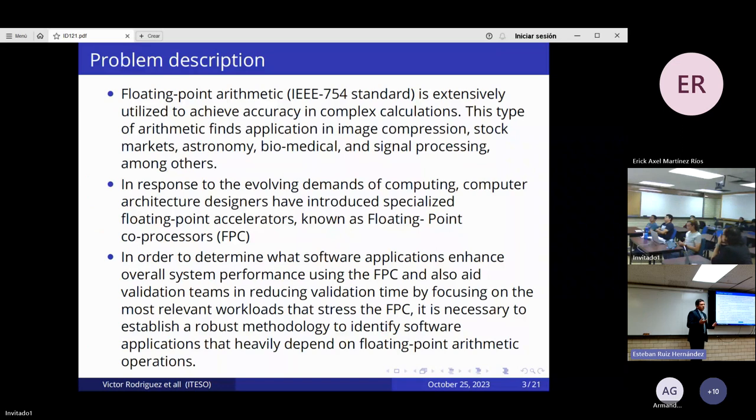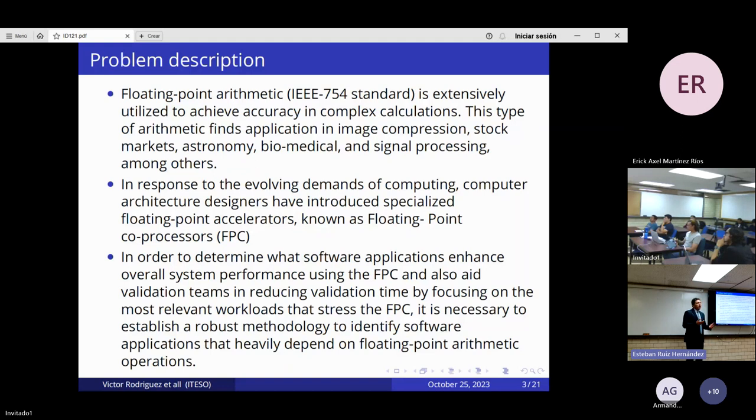First of all, the demand for compute is growing all over the world, from cloud to new processors, new coprocessors, heterogeneous computing. One of those fields is high accuracy of complex calculation, and this type of arithmetic has been handled with floating point arithmetic. Floating point arithmetic has been heavily used in the stock market, astronomy, biology, and many other fields. In response to the evolving demand, hardware development has been creating coprocessors. One of those is the floating point coprocessor, and there are many kinds of them. Some that we have discovered in the state of the art are related to RISC-V, and new specialized coprocessors for machine learning. But the floating point coprocessor is our focus in this investigation.